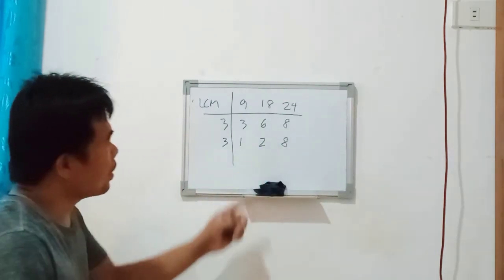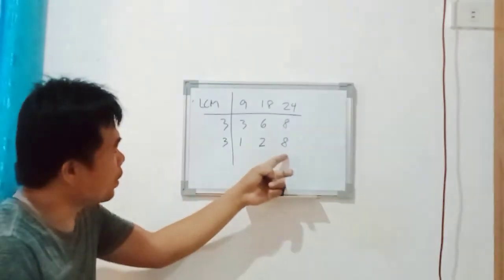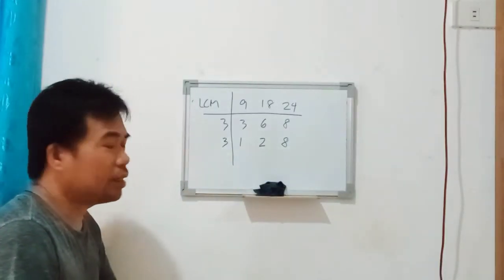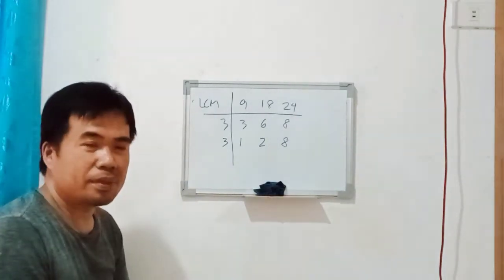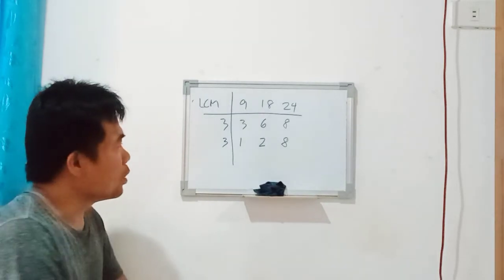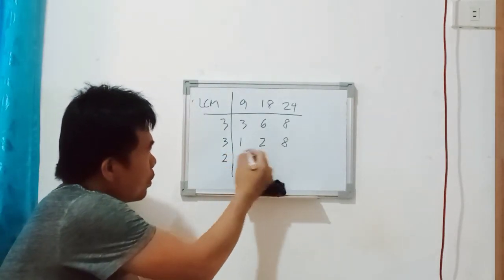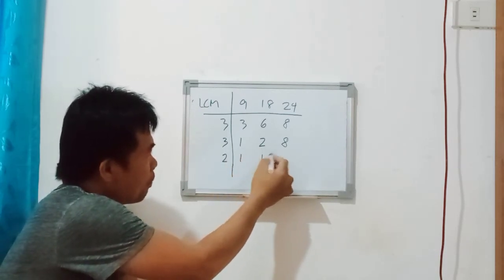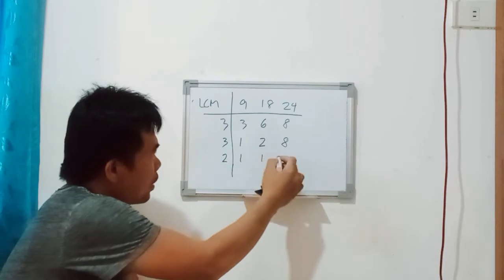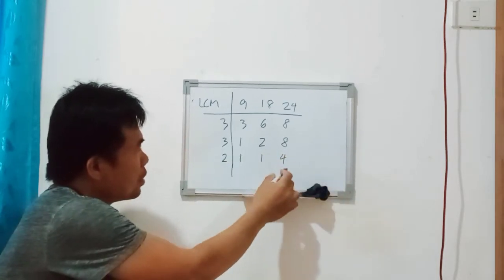So next, the remaining numbers now, except this number 1, are 2 and 8. These numbers are even numbers, and the lowest prime factor for even numbers is 2. So therefore, we put 2 here. Bring down 1. 2 divided by 2 is 1. 8 divided by 2 is 4. So the remaining number is 4.